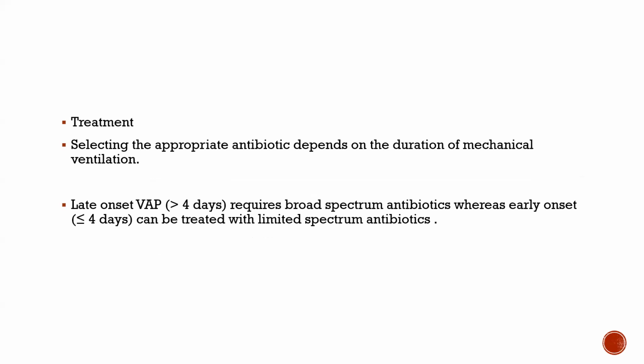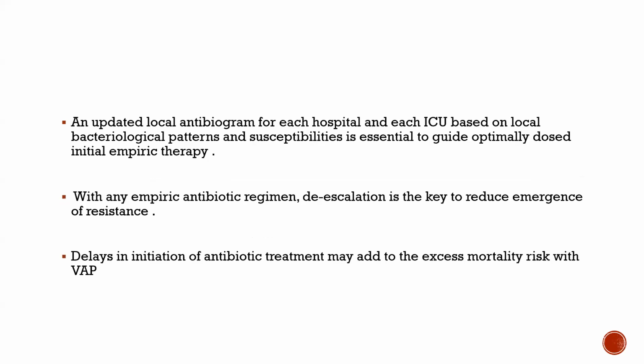Now, regarding treatment, selecting the appropriate antibiotic depends upon the duration of mechanical ventilation. Late onset VAP, that is more than 4 days, requires broad spectrum antibiotics, whereas early onset VAP, that is less than 4 days, can be treated with limited spectrum antibiotics. An updated local antibiogram for each hospital and each ICU, based on local bacteriological patterns and susceptibilities, is essential to guide optimally dosed initial empirical therapy. With any empirical antibiotic regimen, de-escalation is the key to reducing emergence of resistance. Delays in the initiation of antibiotic treatment may add to excess mortality risk with VAP.